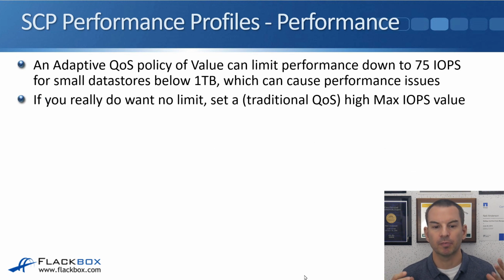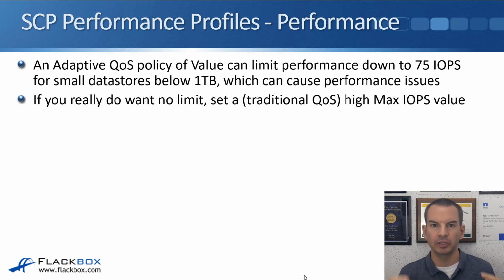An adaptive QoS policy of value, however, can limit performance down to 75 IOPS for small data stores below 1 terabyte. Because it's adaptive QoS, the amount of IOPS that the volume gets depends on the size of the volume. So if it's a very small volume, it can end up with very few IOPS, and obviously that can affect performance. So if you want to make sure that does not happen, and you really do want no limit, then set a traditional QoS high max IOPS value.